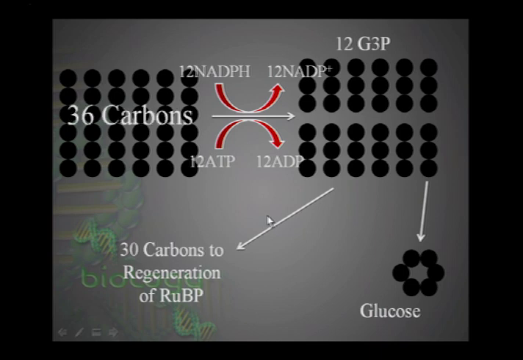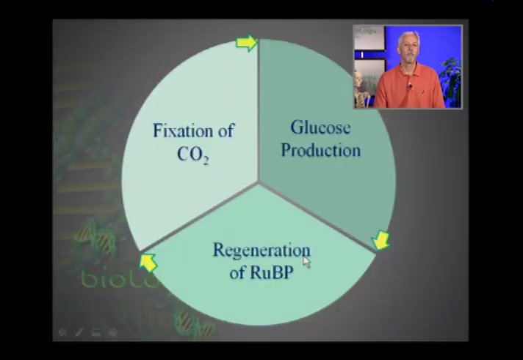So we're going to start with 36 carbons. They're going to be still 36 carbons, just in a different form. Instead of 6 carbon molecules, they're going to be 3 carbon molecules. 6 of those carbons will be diverted off into a pathway to make glucose, and the remaining 30 carbons then will be used to regenerate RuBPs. So last step then is regenerate the ribulose bisphosphates.